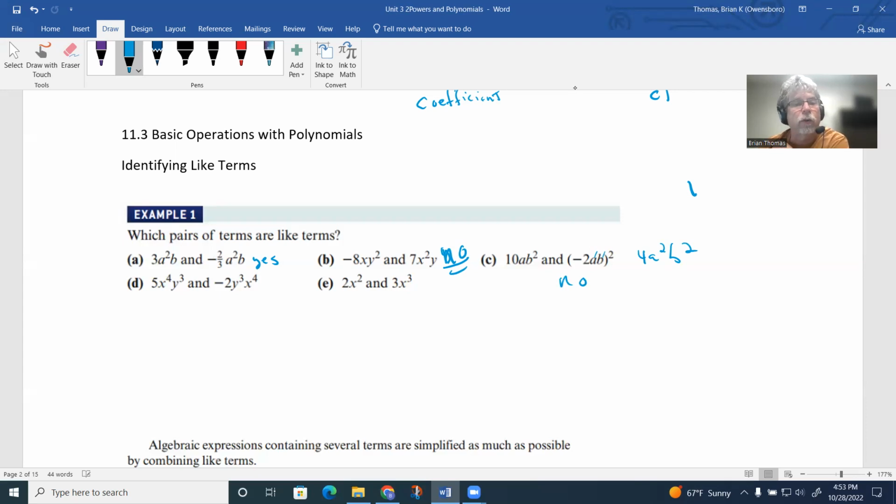So I have x to the fourth y cubed and then negative 2y to the third x to the fourth. Remember, multiplication order can change. So I can change this second one to negative 2x to the fourth y cubed, because typically we want our letters to go in alphabetical order. So we do have same variables with the same corresponding exponents. So that would be a yes. Notice how we do have the same variable, but they're not raised to the same exponents. So again, that would be no, they're not like terms.